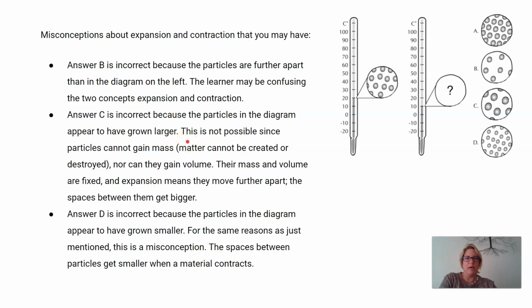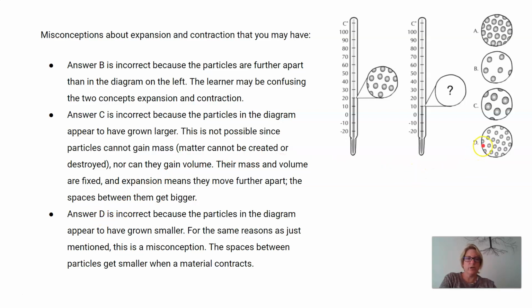Just remember that matter cannot be created or destroyed. So particles cannot gain mass, and nor can they gain volume. Their mass and volume are fixed. When we speak about expansion, we are speaking about the particles moving apart. It's not the particles that are getting bigger. It's the spaces between the particles that are getting bigger or getting smaller.